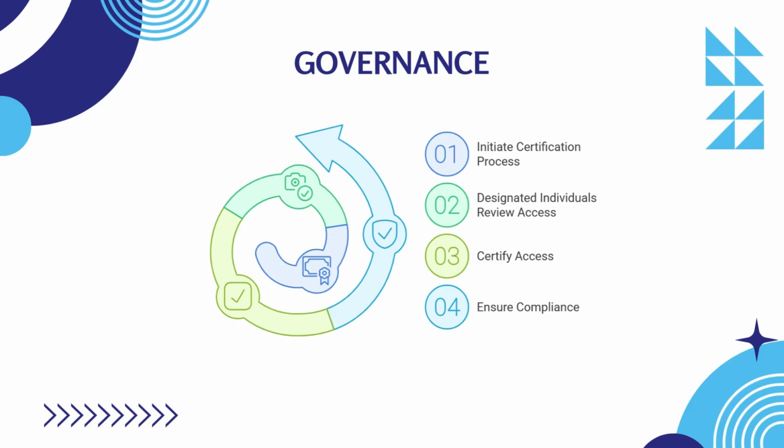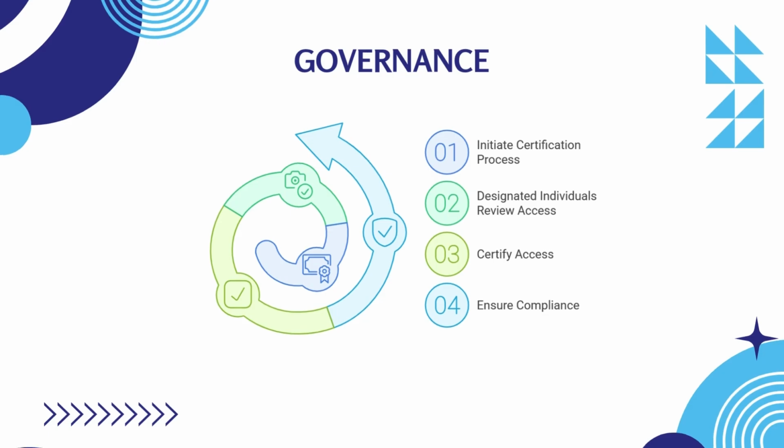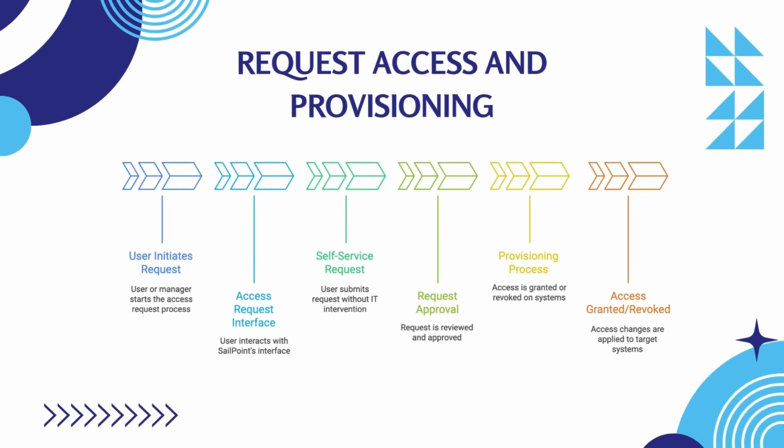Lastly, we have request access and provisioning. Both are two of the most important IAM capabilities. Request access is the process where users, managers, or team members can request new access to application roles or entitlements through the IIQ access request interface. It provides a self-service way for employees to request what they need without manual IT intervention.